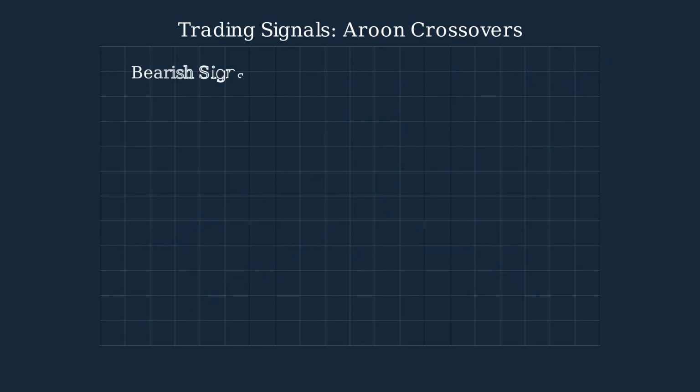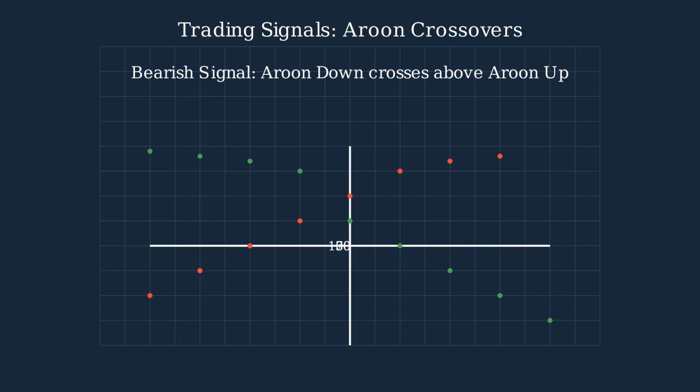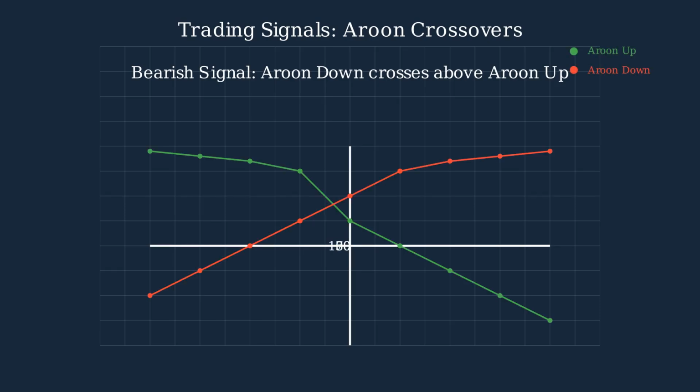Conversely, a bearish signal forms when Aroon Down crosses above Aroon Up, indicating a possible downtrend starting. This crossover signals a potential selling opportunity as momentum shifts from bullish to bearish.